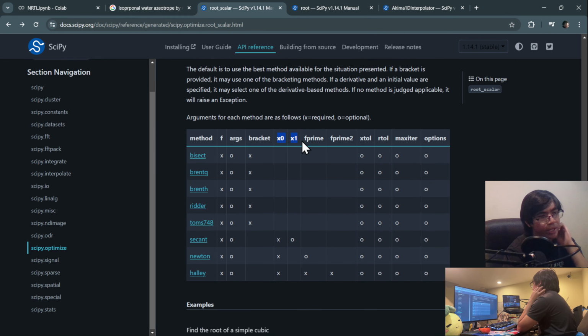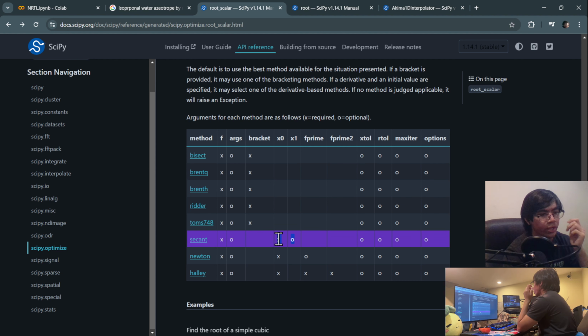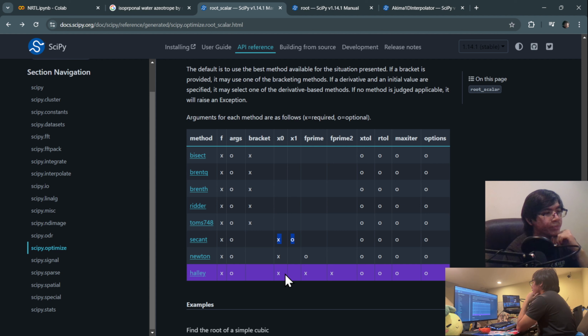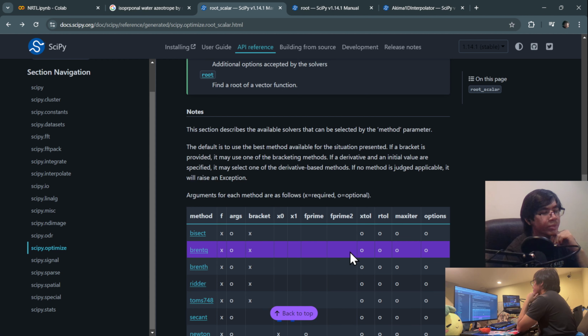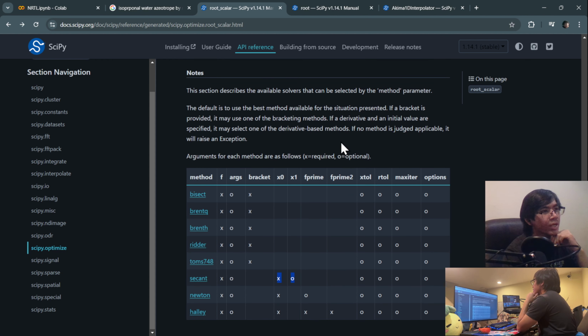So if you supply an initial guess, so X is required, and then a 0 or an O is optional. And I believe we can use secant here. So we just provide one initial guess. And we don't need a bracket for that. So that's what we'll be doing for the most part.